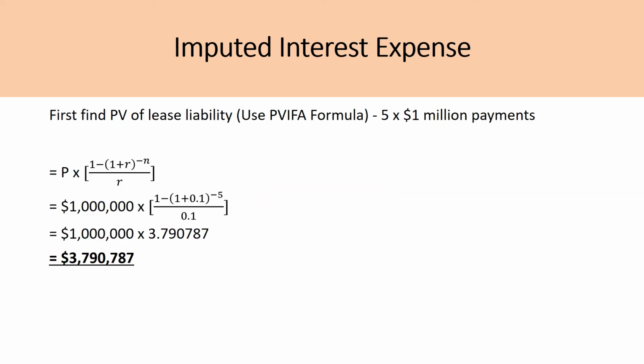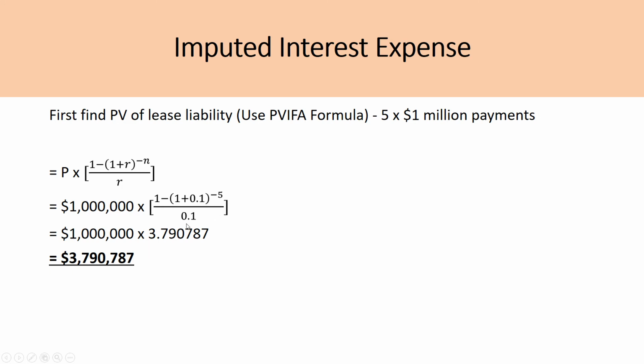So let's look at the first one. We need to calculate the present value of the lease liability using the PVIFA formula, the present value interest factor annuity formula. And so we have the 5 $1 million payments each year. So this is the PVIFA formula. We have the $1 million payment, which is the annuity in this case, right? So the annuity payment would be $1 million. And then we insert the 10% interest charge and the 5 years, right?